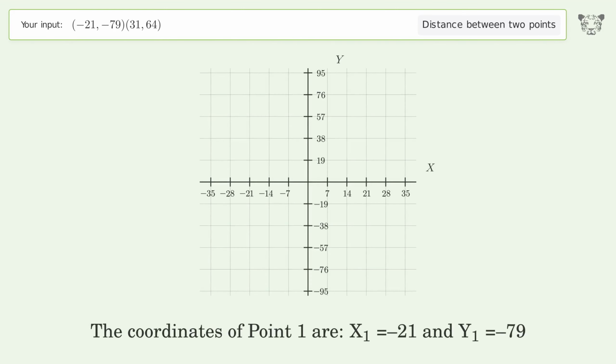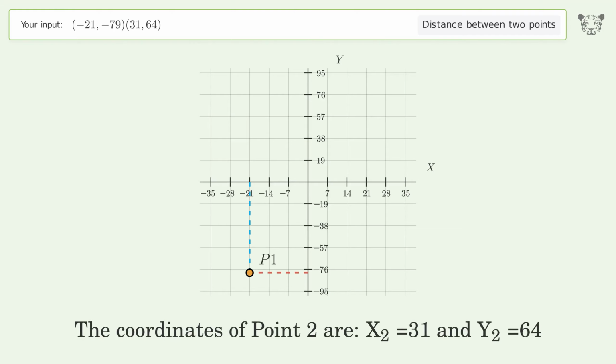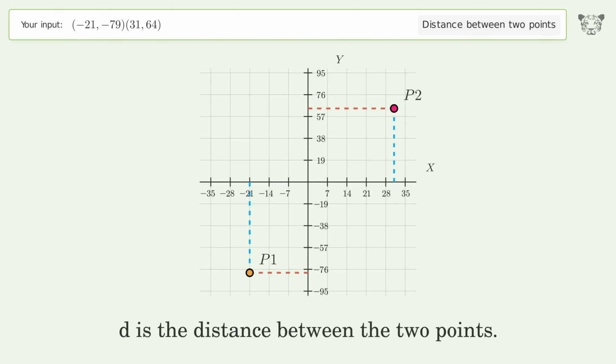The coordinates of point 1 are x1 equals -21 and y1 equals -79. The coordinates of point 2 are x2 equals 31 and y2 equals 64. D is the distance between the 2 points.